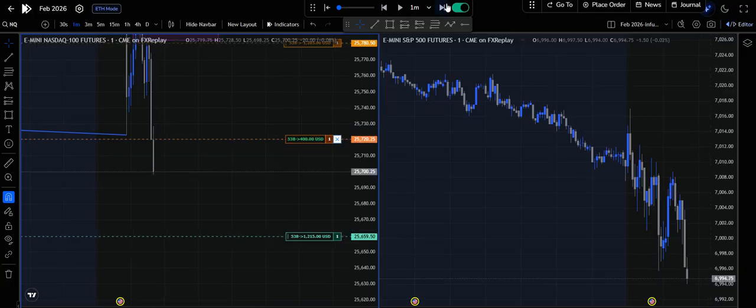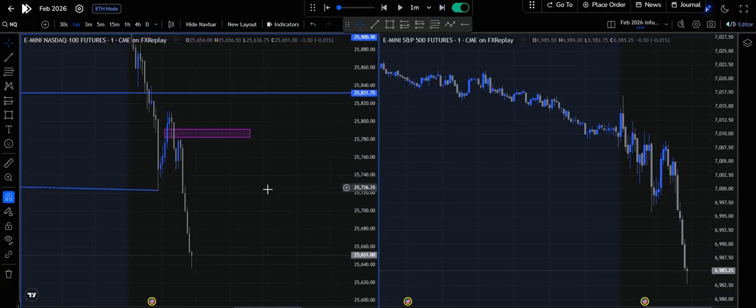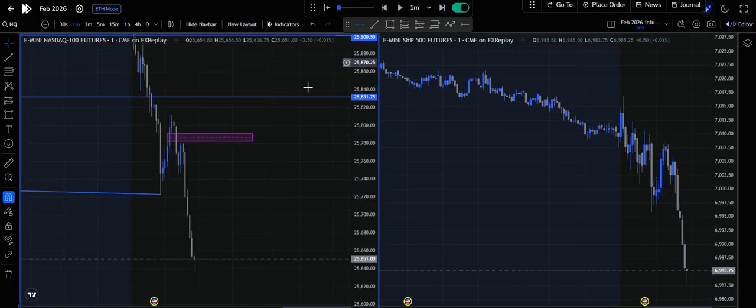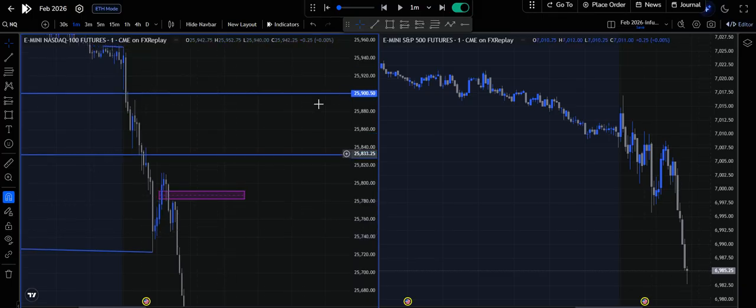That one, 1.2. And TP hit. Okay. Only reason I didn't take that long position is because, of course, it's against the narrative.